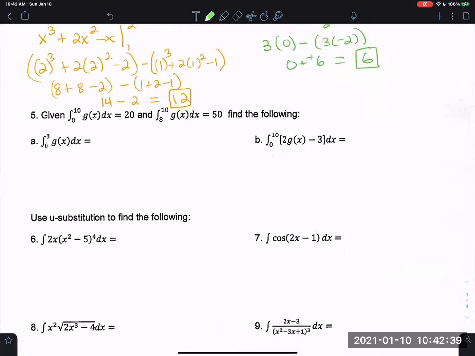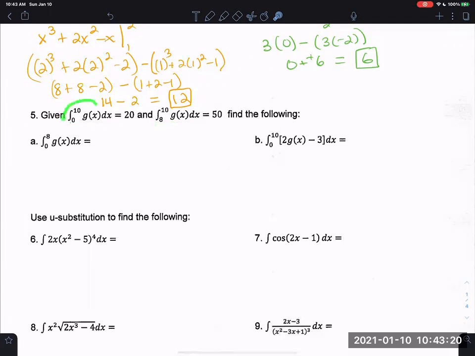It's a nice review on your properties. So now you're given some information about integrals. The integral from 0 to 10 of g of x dx is 20, and the integral from 8 to 10 of g of x dx is 50. So you have those two integrals given to you, and you are to find the integral from 0 to 8 of g of x dx. Okay, well, that is a very good example of a problem where we want to use our properties of integrals. So we have a complete area from 0 to 10, and then we have an area defined by just 8 to 10.